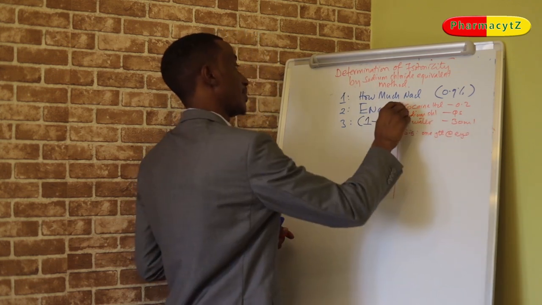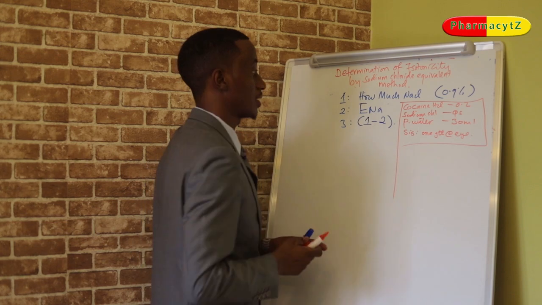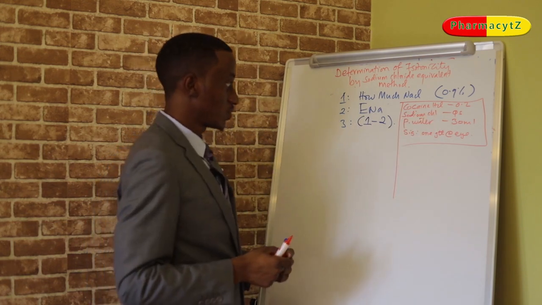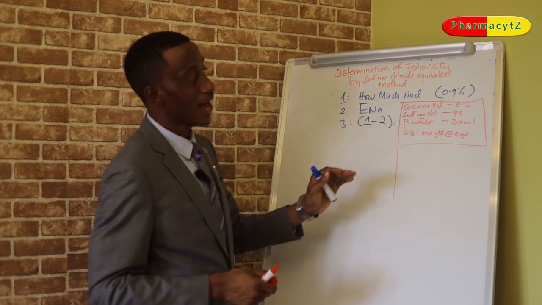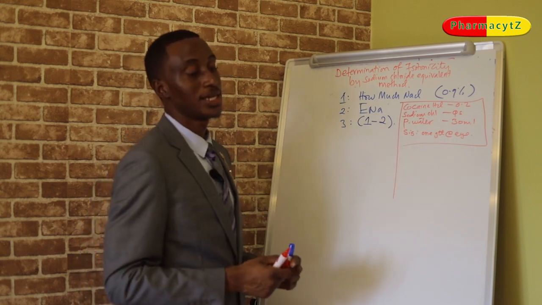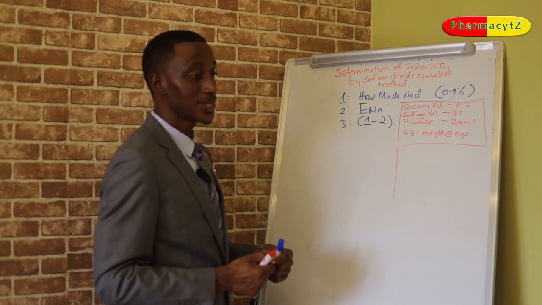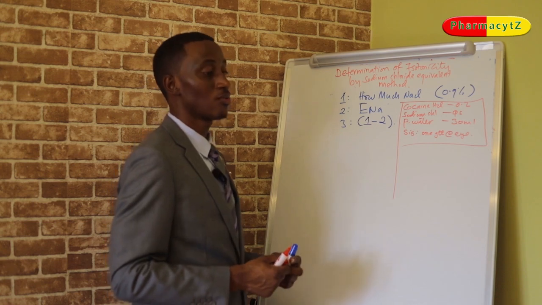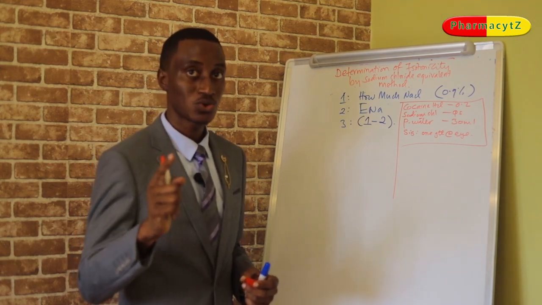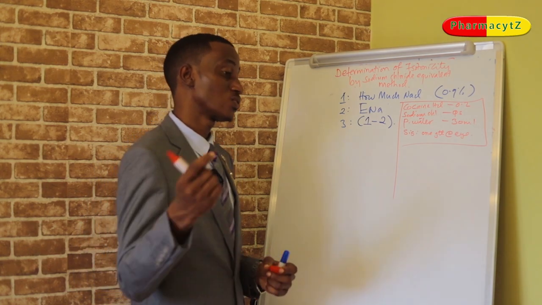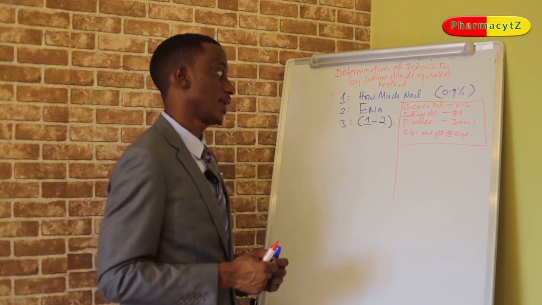So we need to render this iso-osmotic. This solution is not isotonic, so we need to add something to make it isotonic. The adjusting substance here is sodium chloride. Why? The question says find the quantity of sodium chloride, which means we're going to use sodium chloride equivalent.